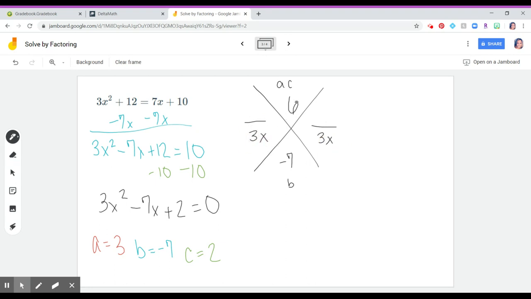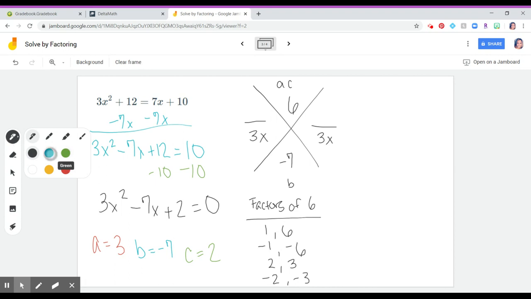Now I need to find factors of positive 6. Could be 1 and 6, negative 1 and negative 6. I could have 2 and 3, negative 2, negative 3. This factor pair right here adds up to negative 7, which is what we wanted. So I'll write negative 1 and negative 6.